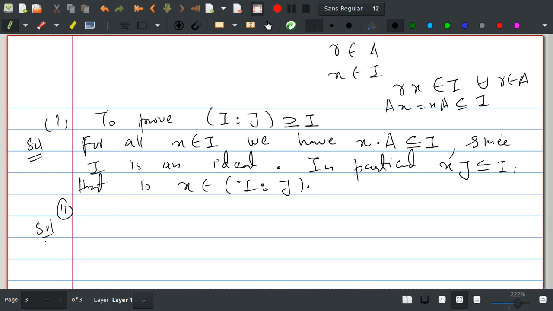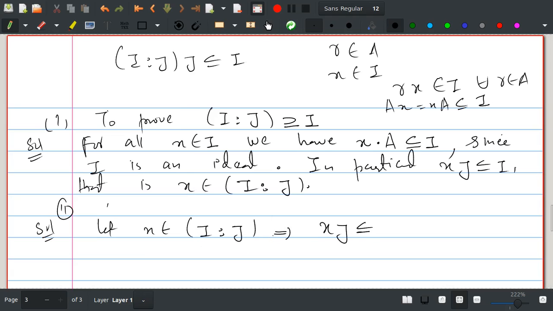Now let us look at the solution of the second. We have to prove that (I : J) times J is contained in I. So let x be an element of I : J. So this implies xJ is contained in I. So this is true for any x in I : J.